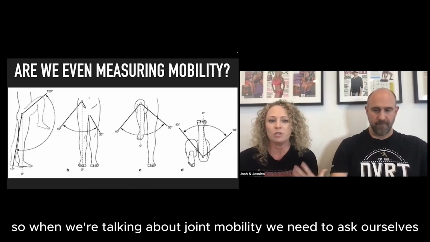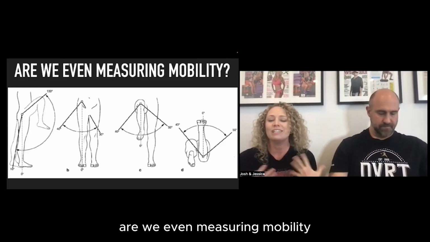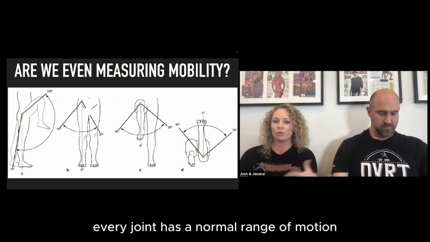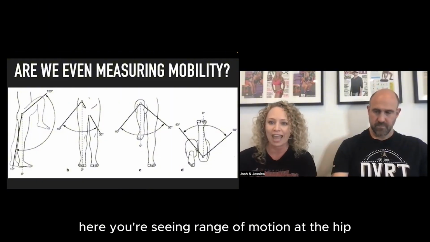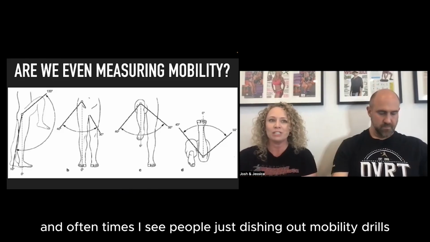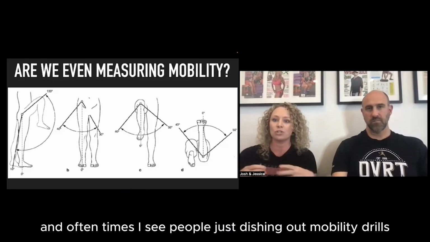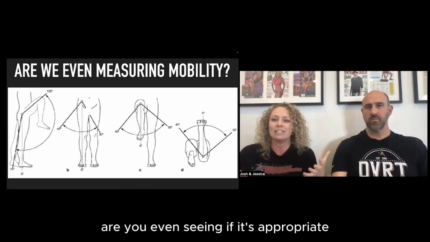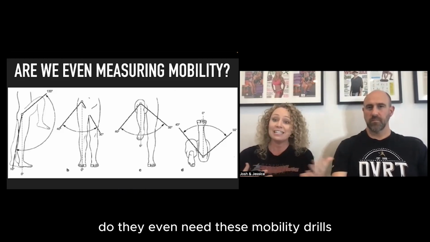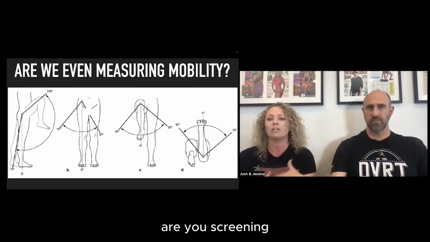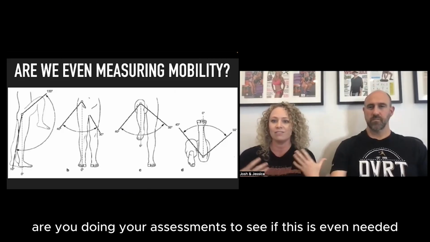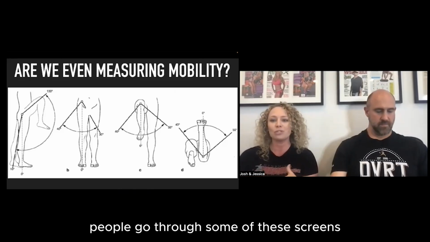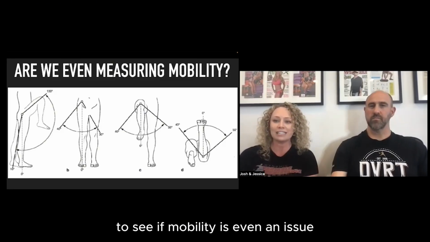All right. So when we're talking about joint mobility, we need to ask ourselves, are we even measuring mobility? Every joint has a normal range of motion. Here you're seeing range of motion at the hip. And oftentimes I see people just dishing out mobility drills, mobility exercises. And I have to ask, are you even seeing if it's appropriate? Do they even need these mobility drills? Are you screening? Are you doing your assessments to see if this is even needed? And oftentimes I'm not seeing people go through some of these screens to see if mobility is even an issue with individuals.